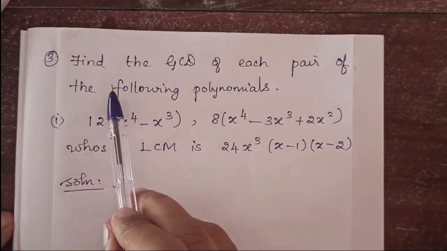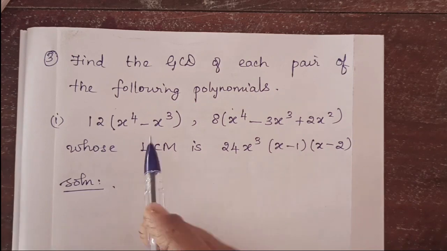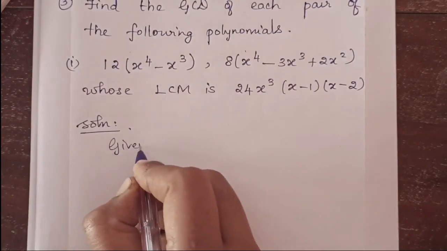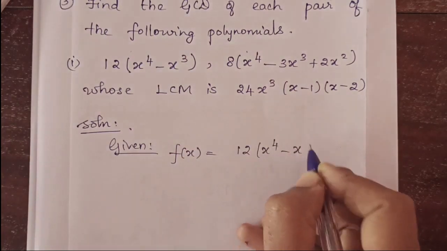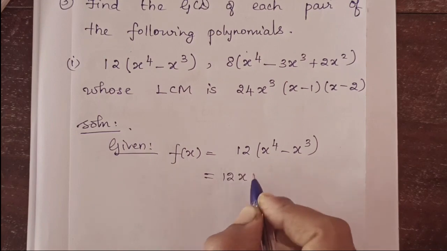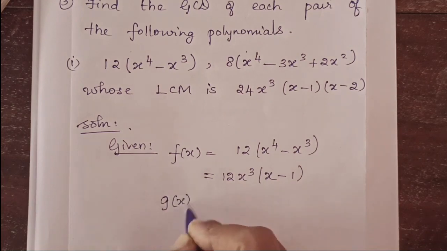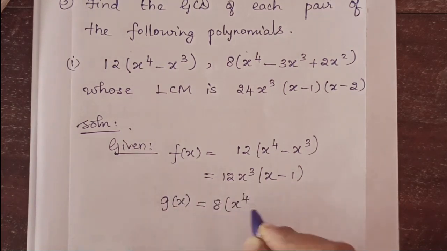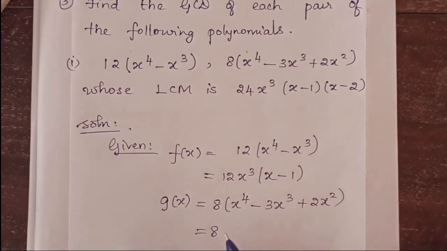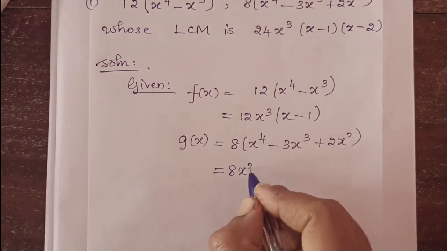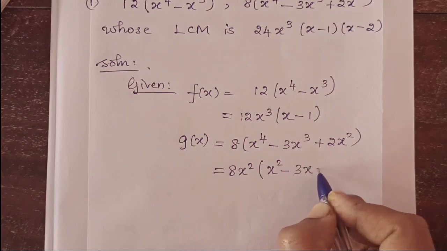See the third problem. Find the GCD of each pair of the following polynomials. So here let's write the given data. Given f of x equal to 12 into x power 4 minus x cube. So taking x cube as common outside, we are getting x minus 1. Then write the g of x. So g of x equal to 8 into x power 4 minus 3x cube plus 2x square. Shall we take the common term now? So x square is the common term. So after taking, we are getting x square minus 3x plus 2.